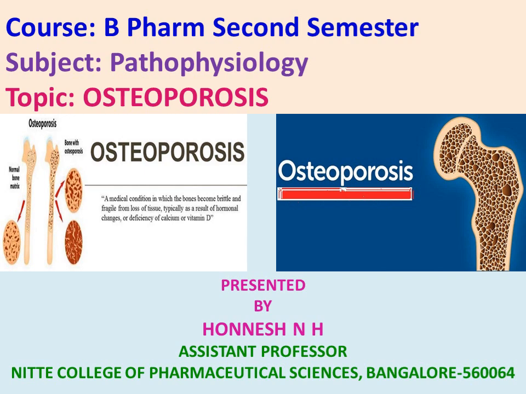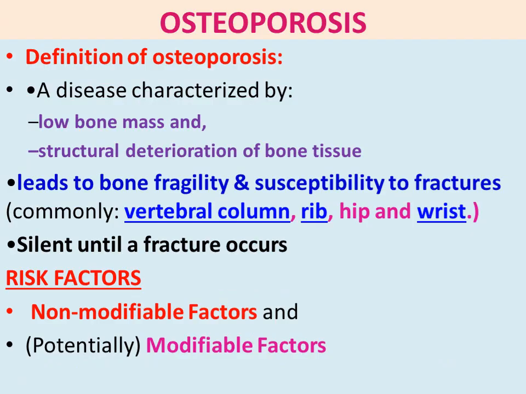So osteoporosis, you can see in this basic slide, osteoporosis is a medical condition in which the bones become brittle and fragile from loss of tissue, typically as a result of hormonal changes or deficiency of calcium or vitamin D. So this is the definition of osteoporosis.